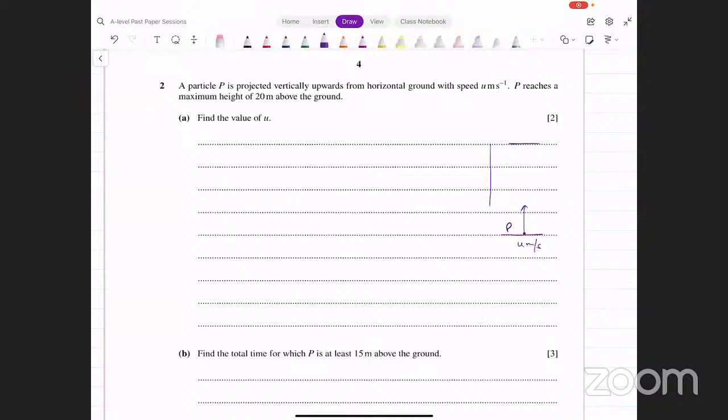So इसकी जो maximum height है, that it reaches, that is 20 meters. Maximum height पे क्या होता है? Velocity 0 हो जाती है. So we can say final velocity is 0. If we take the upwards direction as positive, तो आपकी acceleration क्या होगी? Acceleration is going to be -10. So we've got some values. We've got the initial velocity, that is u. We've got the final velocity. Final velocity is 0. U हमें find करना है. U is the unknown.